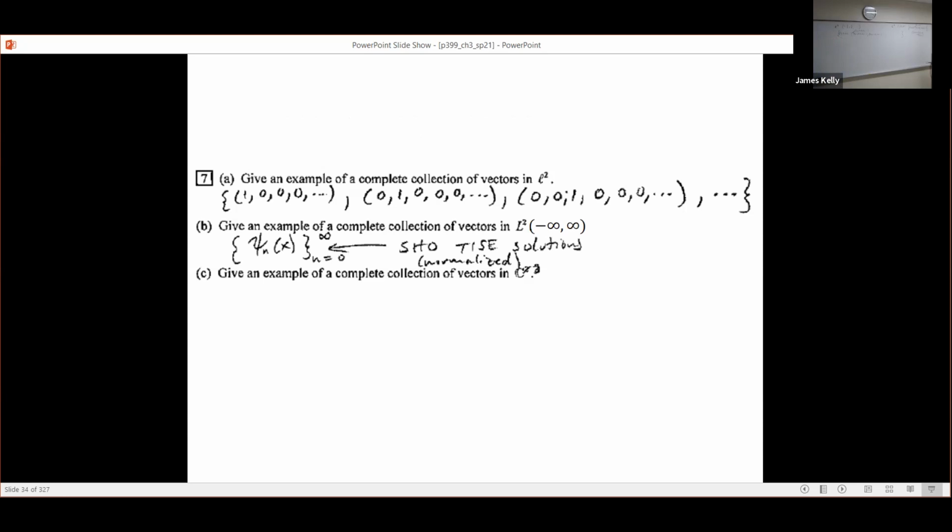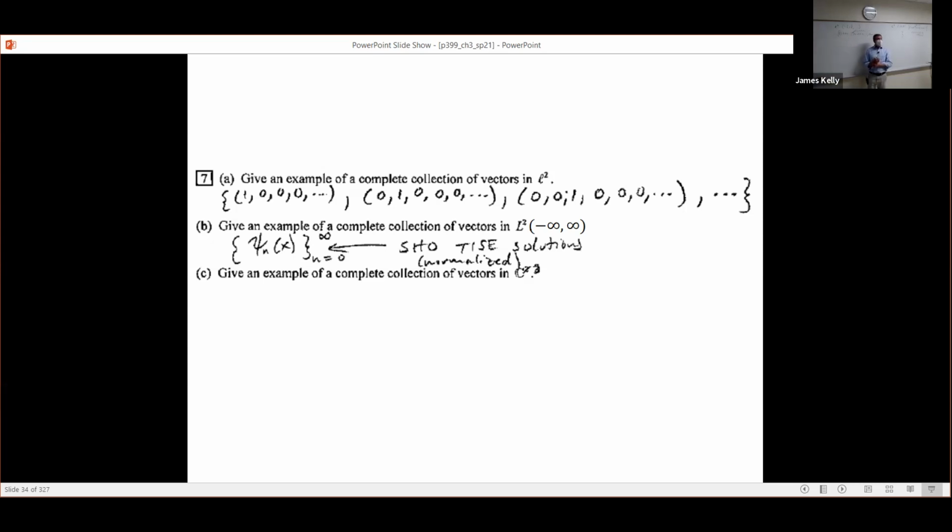Okay, what about in capital L2? Well, in capital L2, we have to be a little bit more creative. We can't argue just by analogy so easily with what we know from finite dimensional vector spaces. But we do know that our simple harmonic oscillator time-independent Schrodinger equation solutions, those definite energy states, seem to comprise a complete collection of vectors, a subset of the square integrable functions. Certainly not all the square integrable functions are in that collection, but it's enough so that any square integrable function is supposed to be able to be written as an infinite linear combination of those.